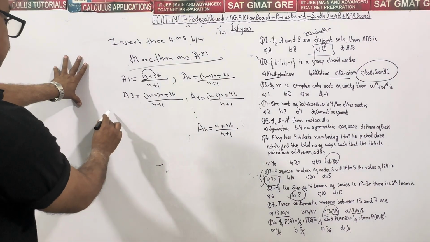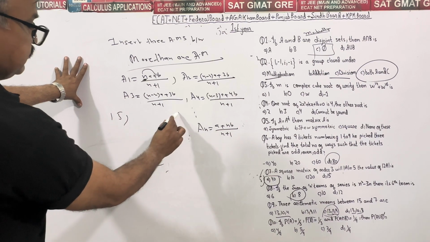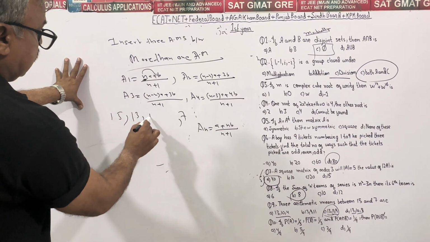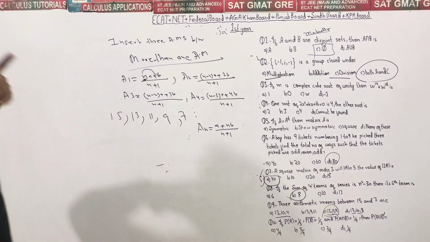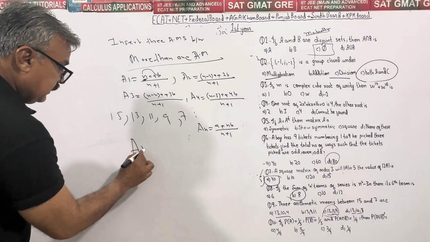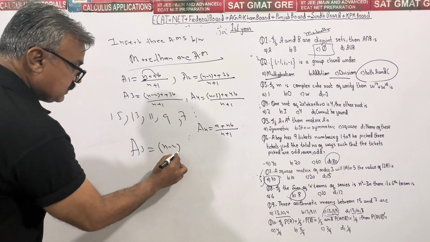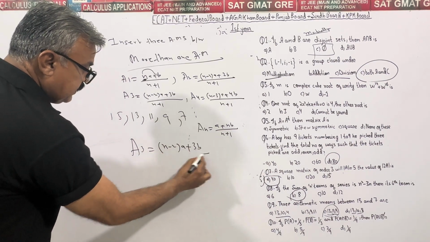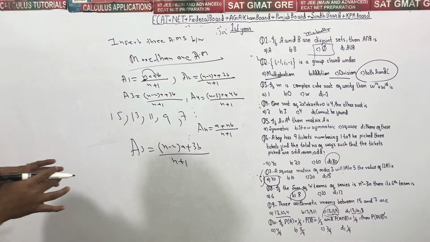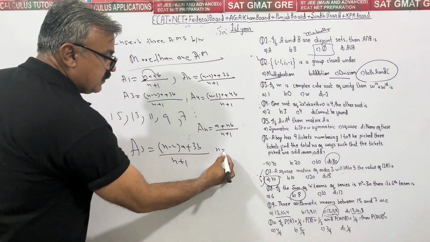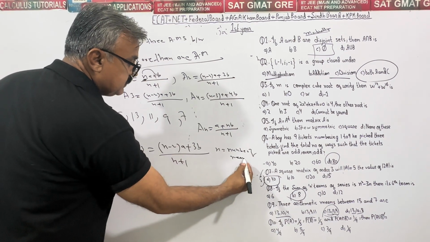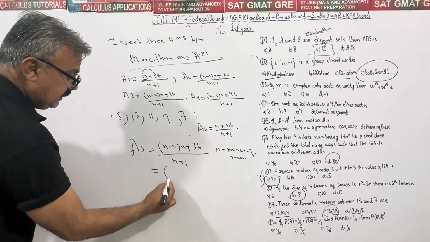Our question is: insert 3 arithmetic means between 5 and 7. And our answers are 13, 11 and 9. So let's find the third arithmetic mean directly. A3 means ((n - 2)a + 3b) over n + 1, where n is the number of arithmetic means to be inserted, that's 3.